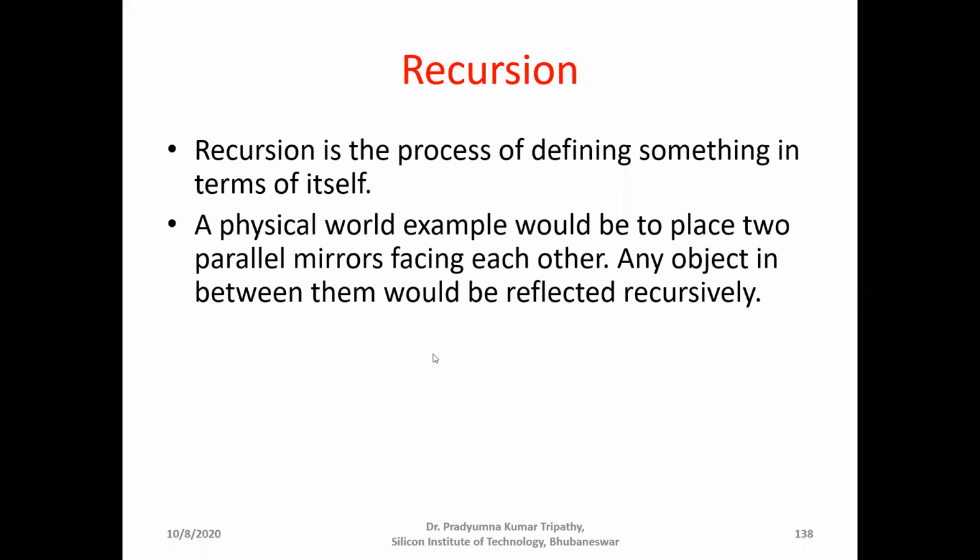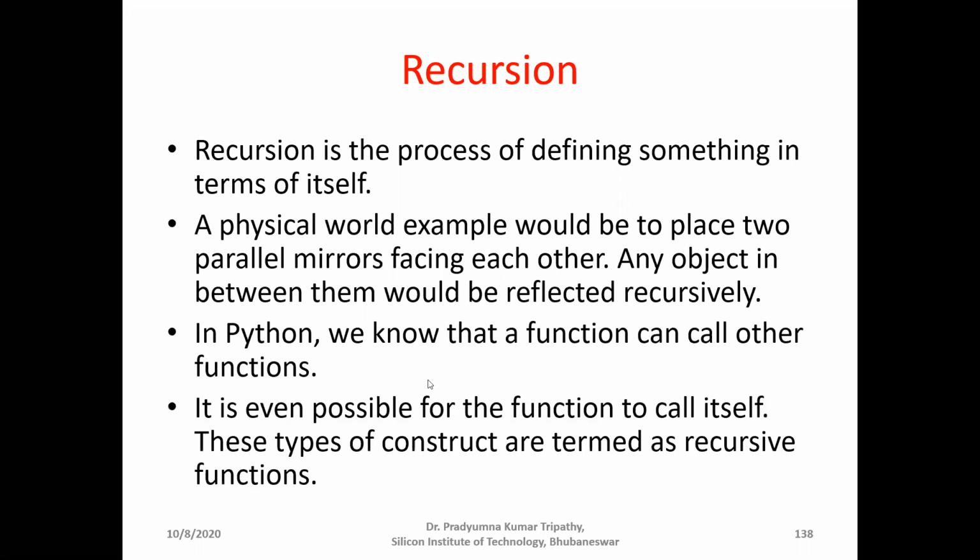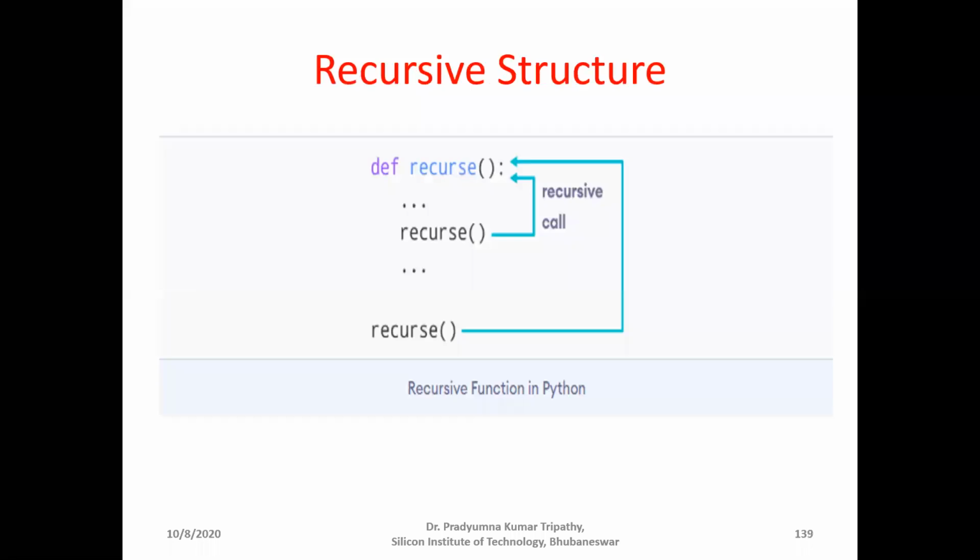A physical world example would be two parallel mirrors facing each other. What will happen? Any object in between them would be reflected recursively. So in Python, a function can call another function. I think every one of you might know this. A function calling itself, very simple. Calling a function by itself is called recursion.